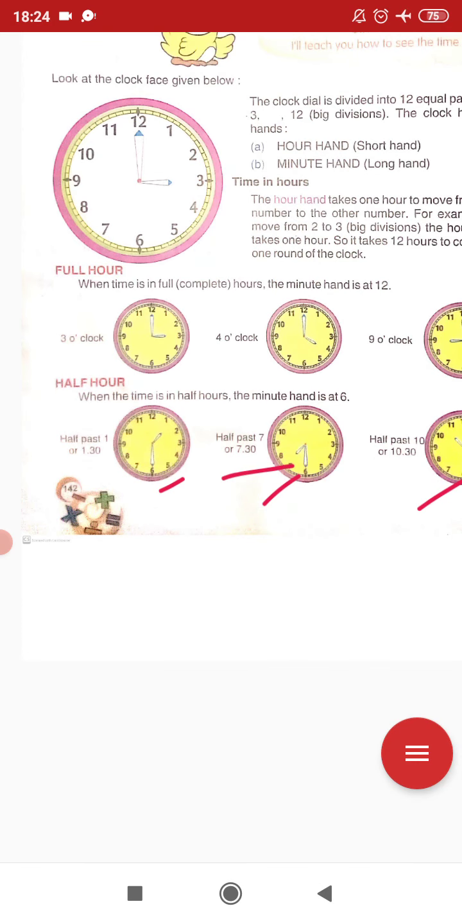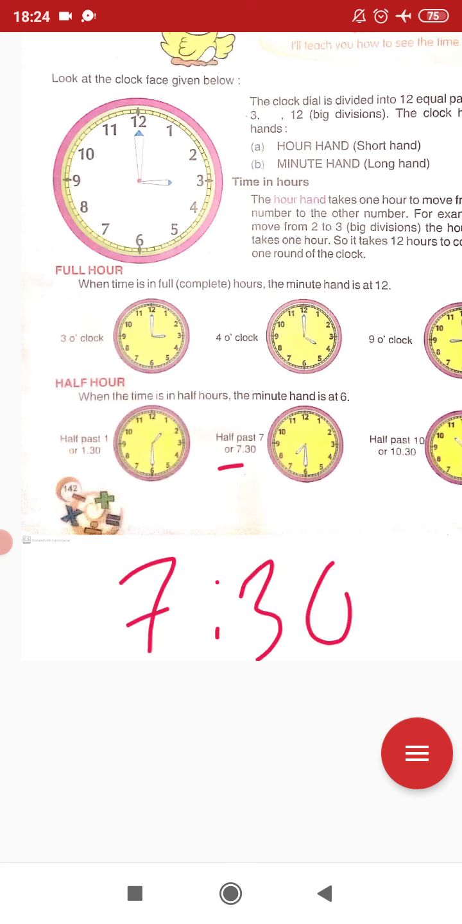In the second clock you can see the hour hand is in between 7 and 8. So the hour hand is in between 7 and 8, which means it has crossed 7 and has not yet crossed 8. So the number of hours will be 7 and minutes is 30, 7:30, or you can say half past 7.